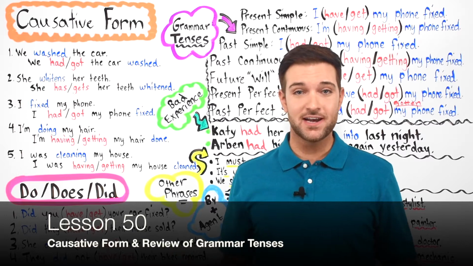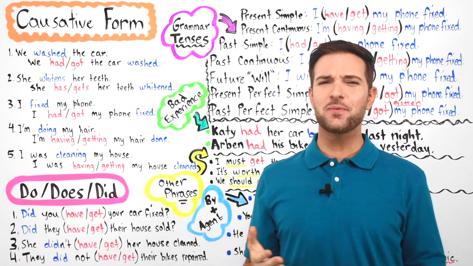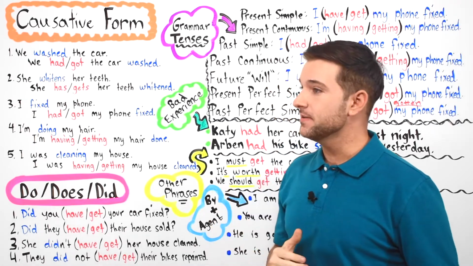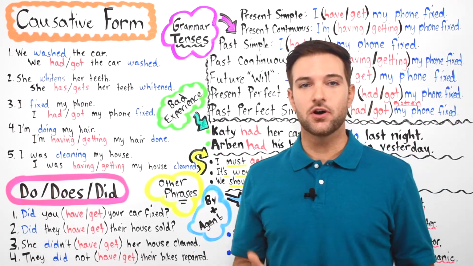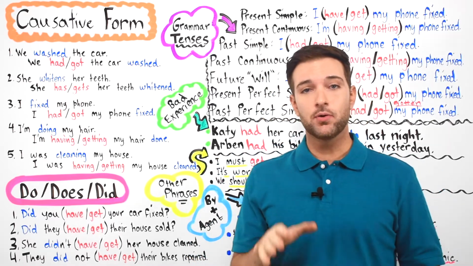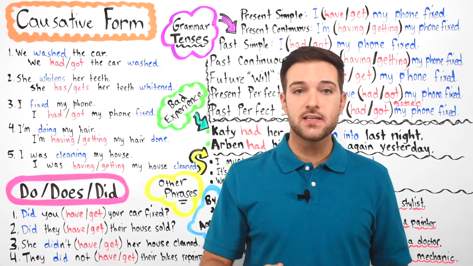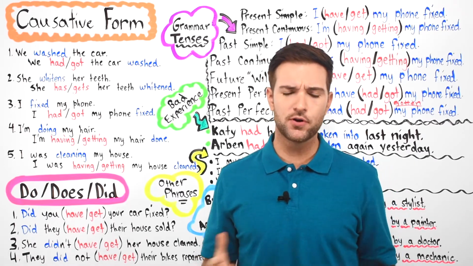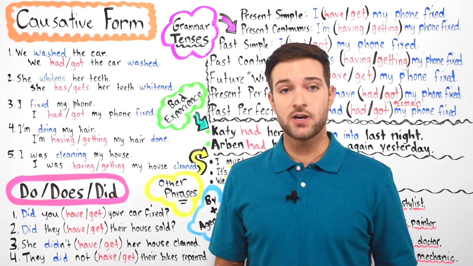And guys, I've got to tell you, we've learned so many things throughout this course. After this lesson, lesson number 50, you will have basically learned all the major grammar points in the English language. Now, it's very important that you always keep practicing and reading on your own so that you can master the English language perfectly.